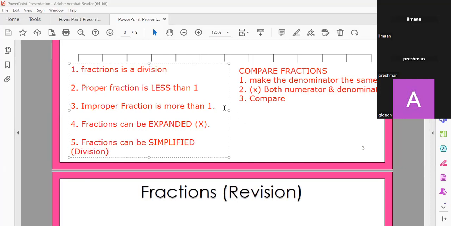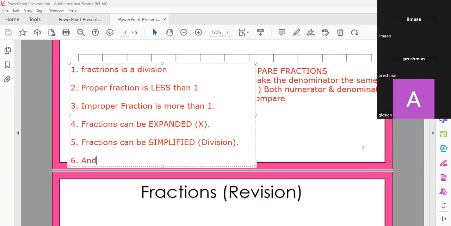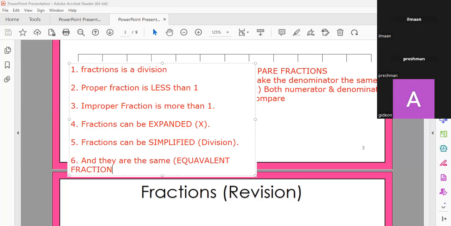All right. Fractions can be expanded. Fractions can be simplified. And they are the same. Just remember, Teacher Brinda put on weight, she became fat. Teacher Brinda went on a diet, she became slim. But Teacher Brinda is still Teacher Brinda. They are the same. So what do we call it? Equivalent fractions. That's what equivalent fractions are.